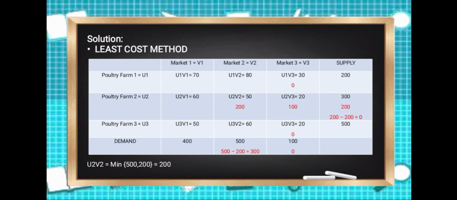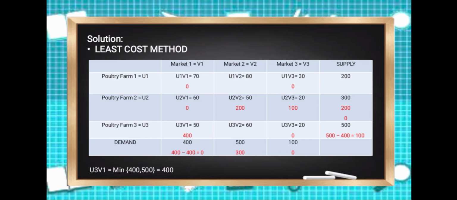Since 50 again, the demand of U3 V1 is 400 and the supply is 500. Find again the minimum, which is 400. So 400 is our value of U3 V1. And then the demand is 400 minus 400 is equal to 0, and the supply is 500 minus 400 is equal to 100. Since the demand of our column 1 is 0, the rest in column 1, which are U1 V1 and U2 V1, have the value of 0.